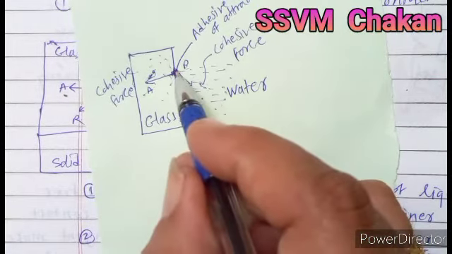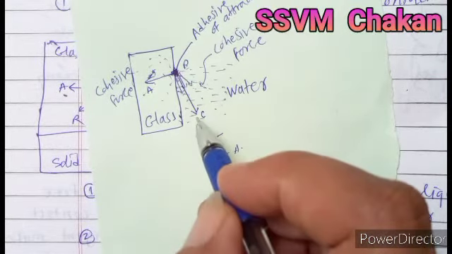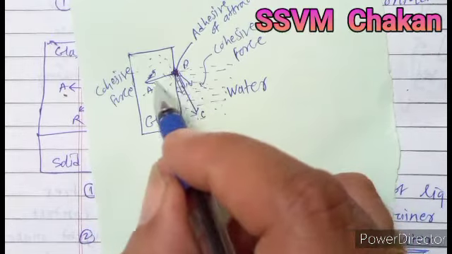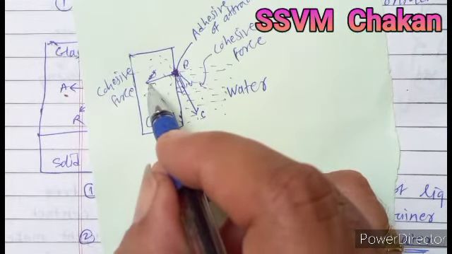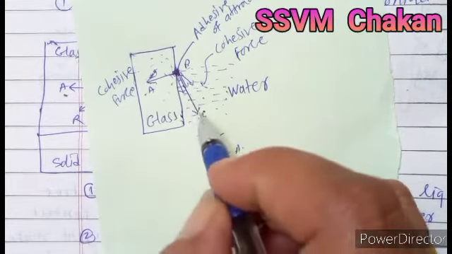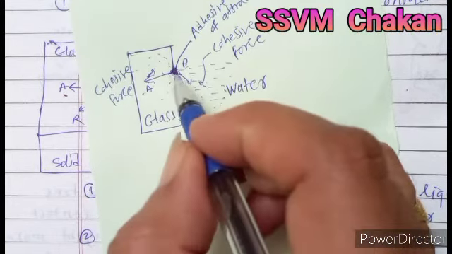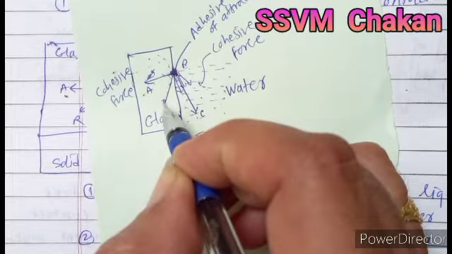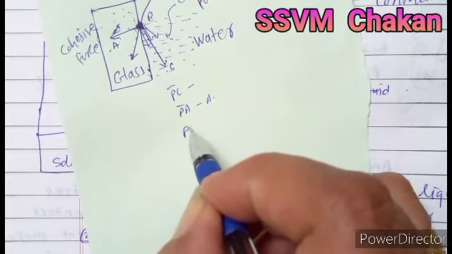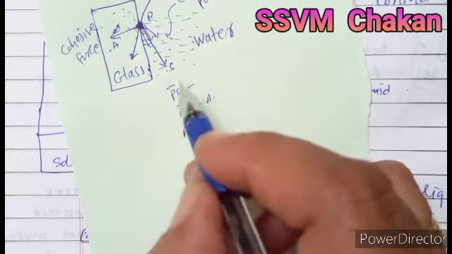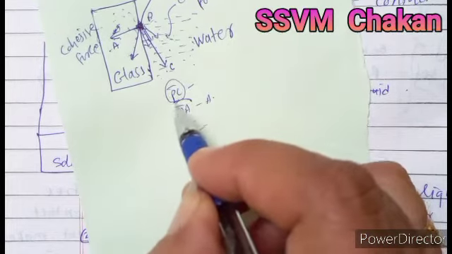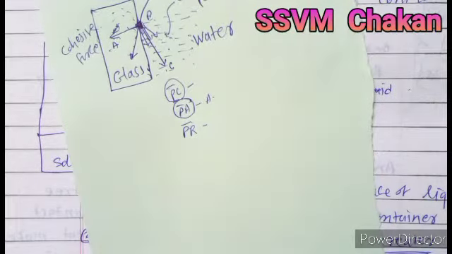So this water molecule is attracted by other water molecules, and it is also attracted by the glass molecules. The resultant of these two forces, PC bar and PA bar, we denote by the vector PR bar. So PR bar is the resultant of PC bar and PA bar.